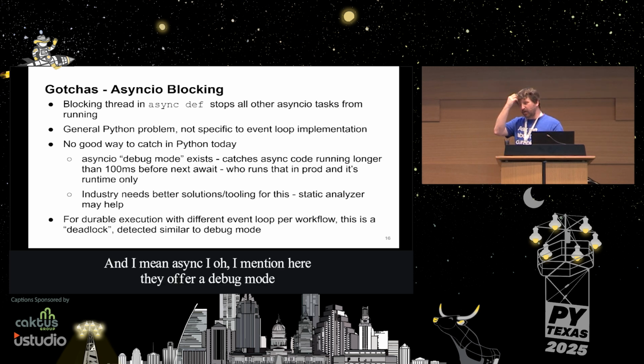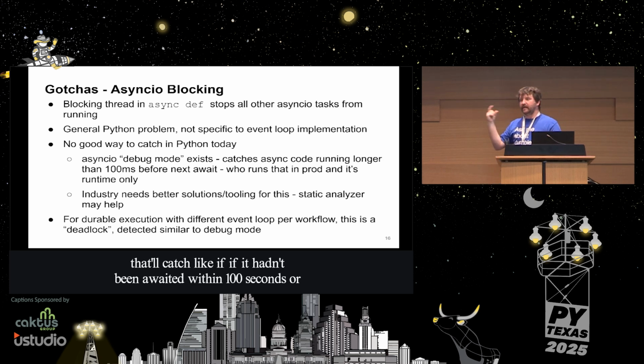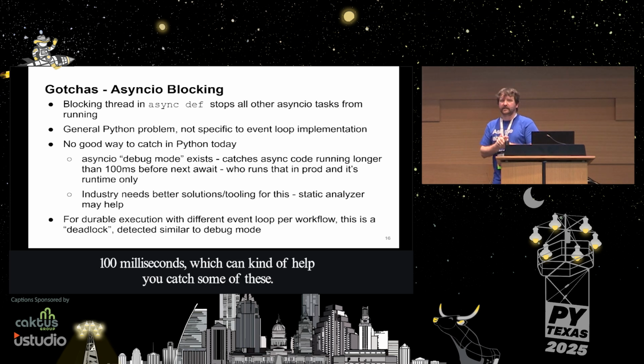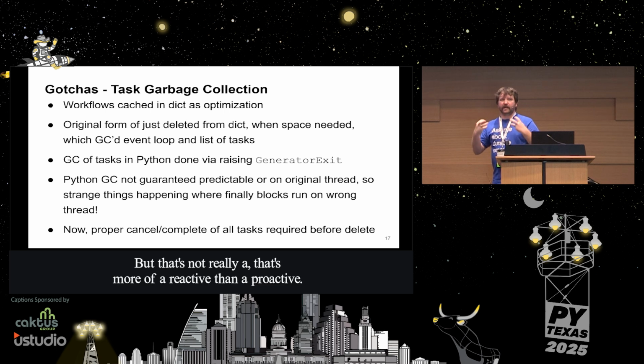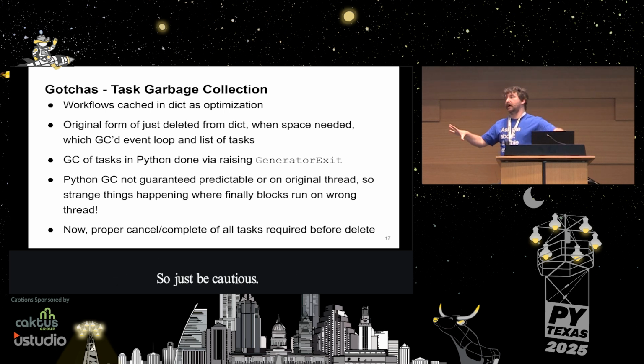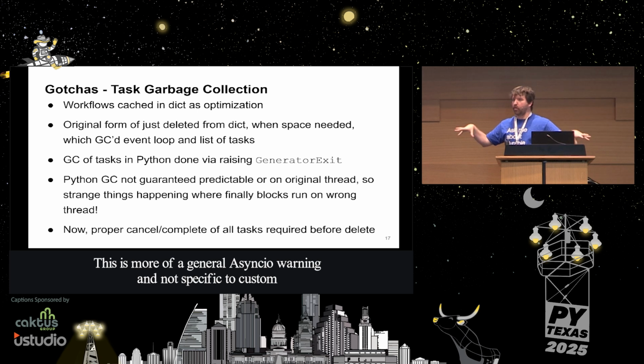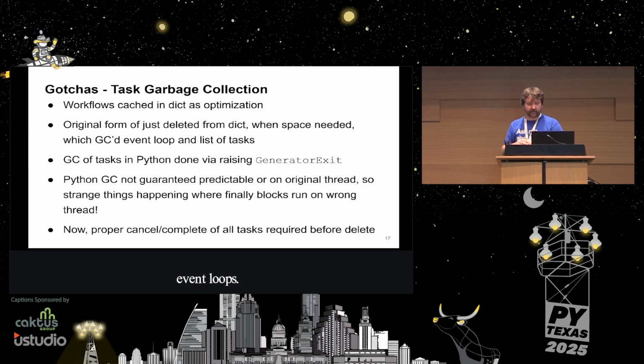And asyncio, I mentioned here, they offer a debug mode that'll catch, like, if it hadn't been awaited within 100 milliseconds, which can kind of help you catch some of these. But that's more reactive than proactive. So just be cautious. This is more of a general asyncio warning and not specific to custom event loops.